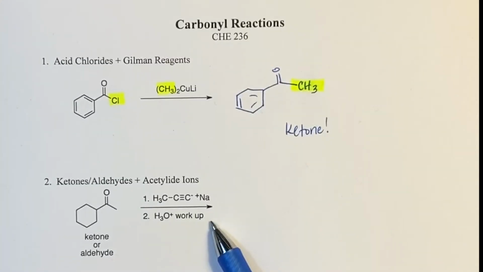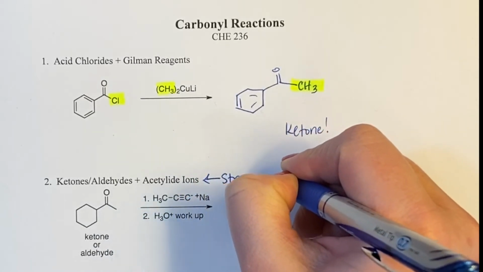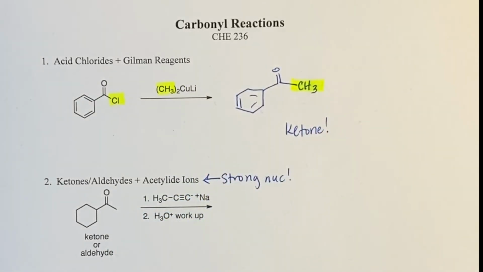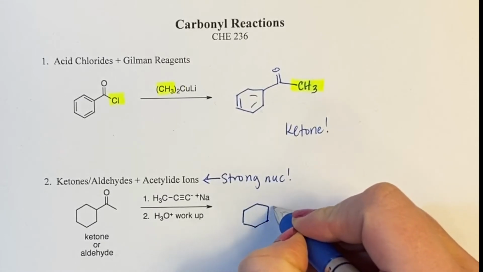We can also have ketones and aldehydes undergo a reaction with acetylide ions. And if you remember back to first semester, acetylide ions are when we have a deprotonated terminal alkyne, and our acetylide ions are capable of acting as a strong nucleophile. So in the reactions with ketones or aldehydes, an acetylide ion is going to react just like a Grignard reagent would. And in the reaction with this ketone, the product that we would get out of this reaction is this one.